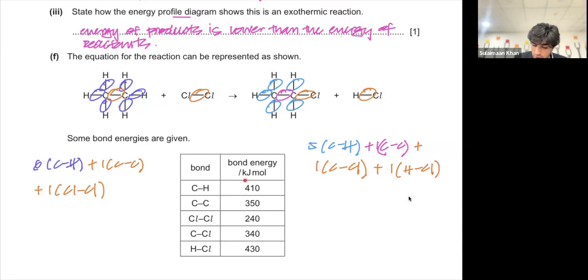Because bond energy is in kilojoule per mole, right? So it's only for 1 mole. So this energy that you have, 430, that's for 1 mole. If you had 2 of these, then you would have to multiply by 2.